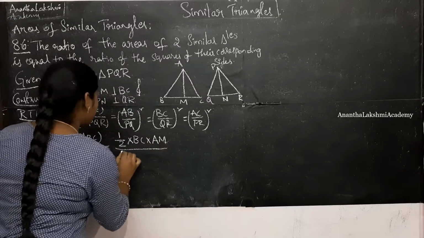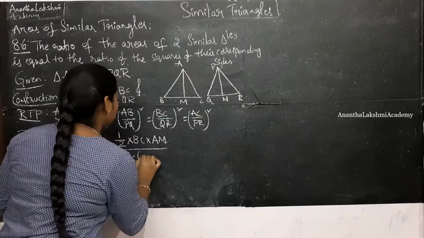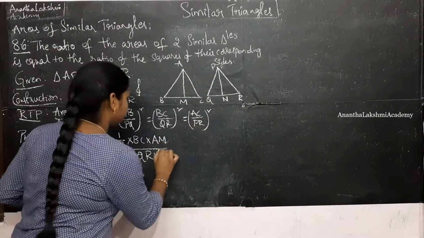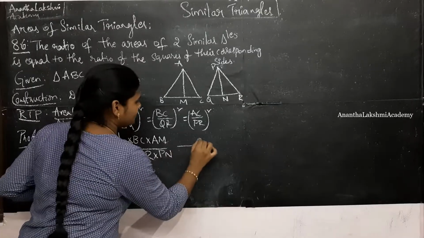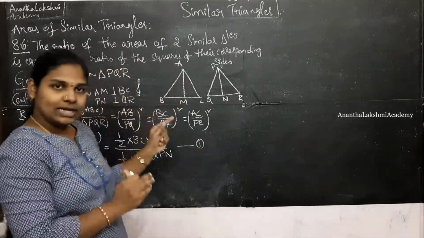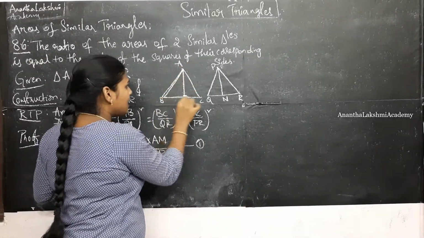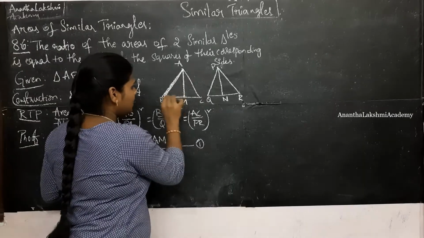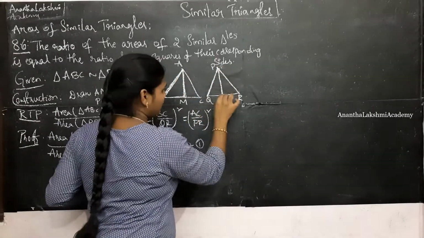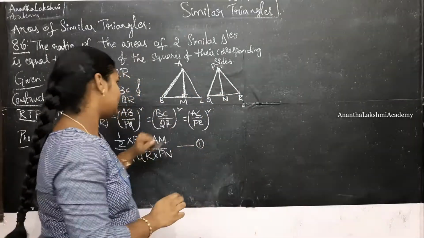And what is the other one? Half into base QR into height PN. Let us call this equation 1. Now look at triangle ABM and also triangle PQN. These are the perpendiculars drawn, isn't it?